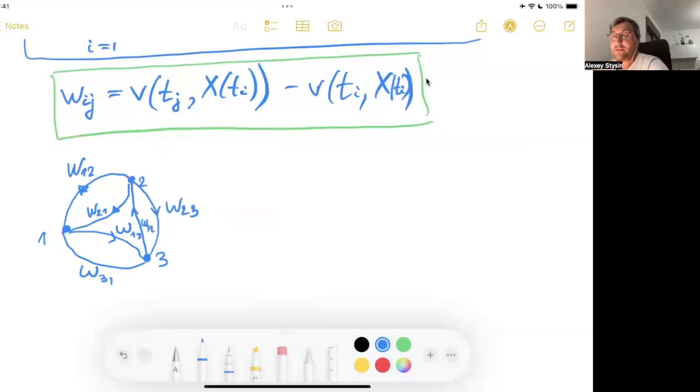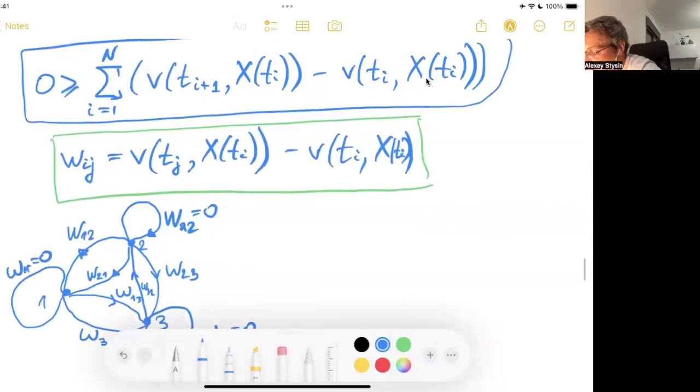And also there are trivial cycles. The trivial cycle is just going from 2 directly back to 2. The W of 2,2 from this definition is just going to be 0. Same goes for W of 3,3. The cyclic monotonicity condition here is saying that for any cycle, the sum of the weights along the cycle should not be larger than 0. So in other words, this is saying that there should be no positive cycles in this graph.